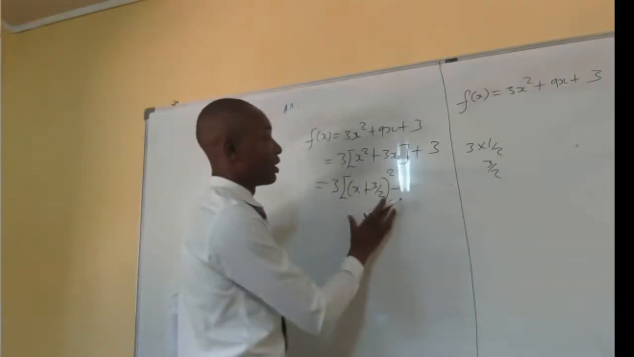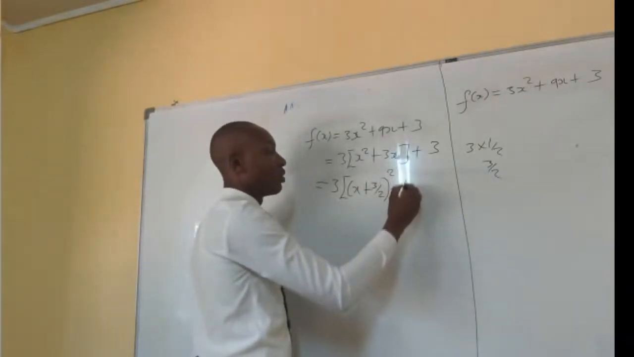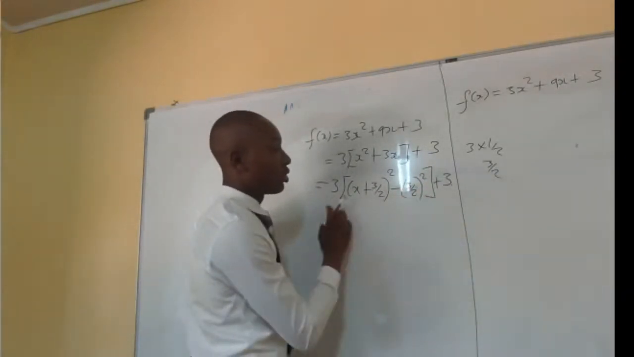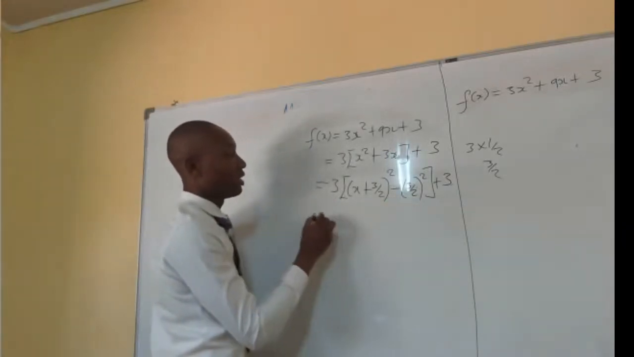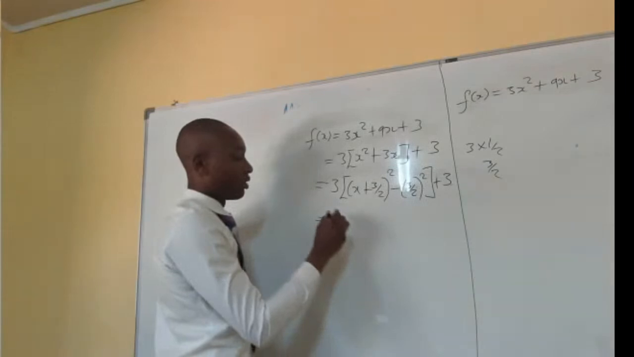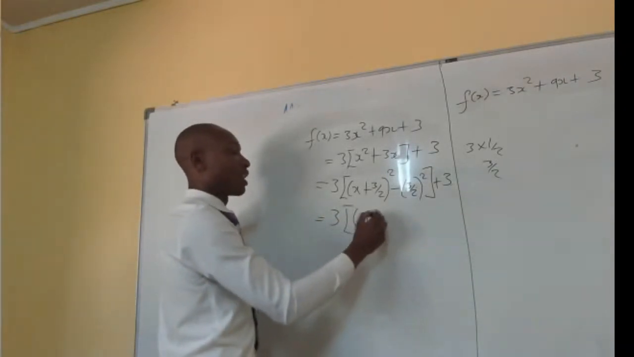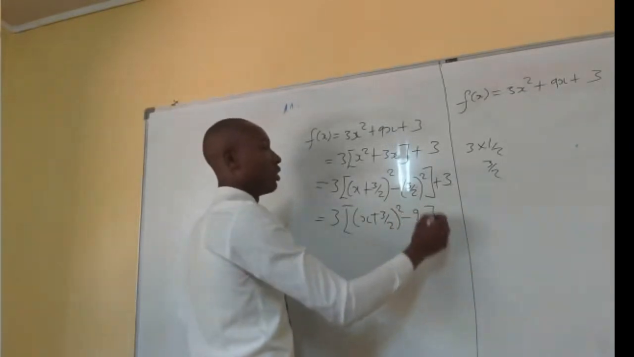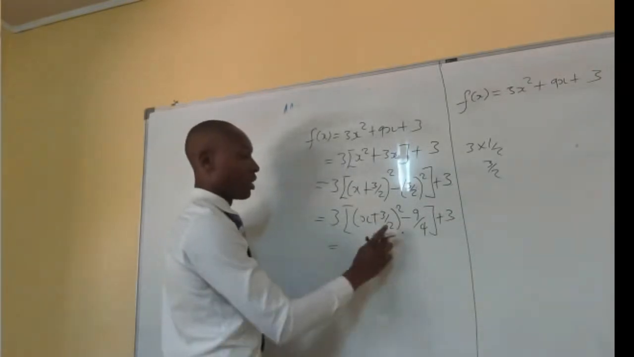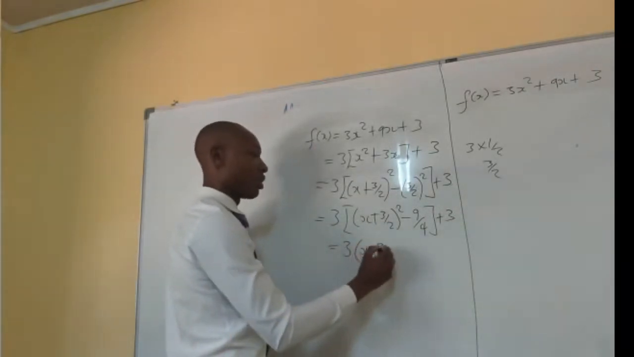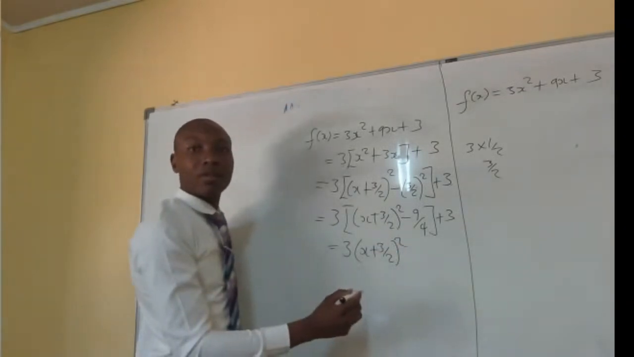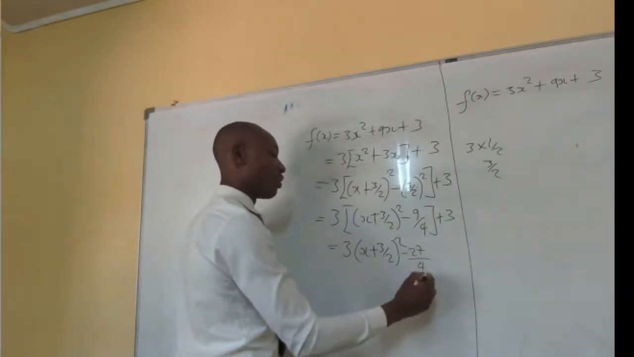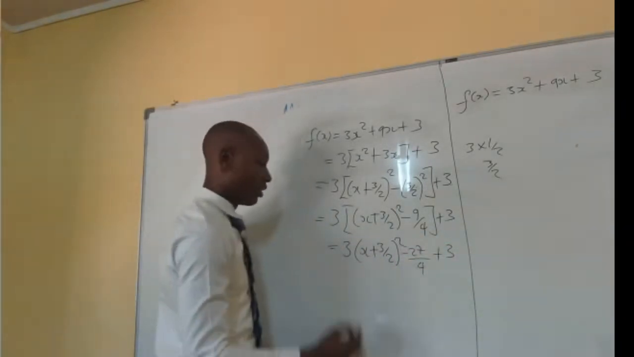Then I'll say minus the very thing which is here squared, then plus 3. Take note how I'm putting the square brackets, it's very important. This 3 affects whatever is in here. So we have 3 x plus 3 over 2 squared minus 9 over 4 plus 3. 3 times this is 3 x plus 3 over 2 squared. Then we have 3 times this, which is going to be 27 over 4. Then I can now open plus 3.